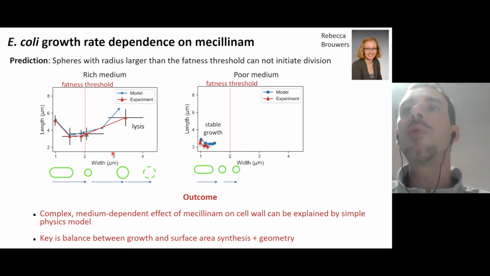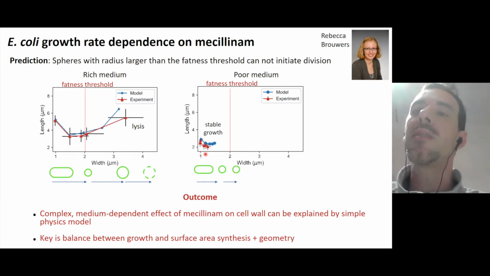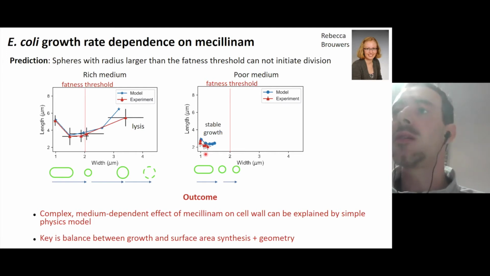While instead in a poor medium, the cell is not able to exceed the fatness threshold, so it stays spherical, but divides continuously as a sphere without lysing.